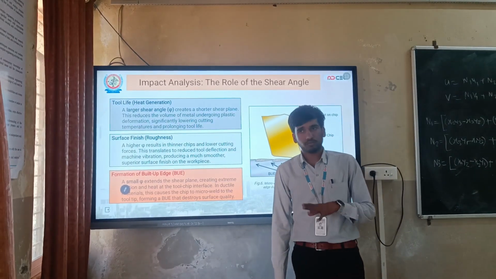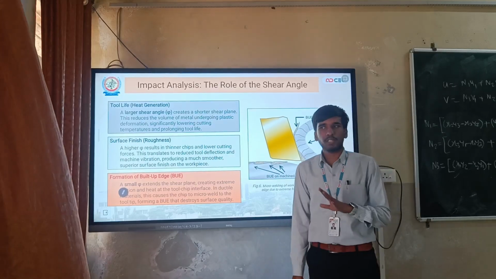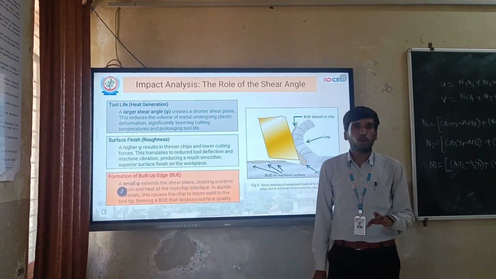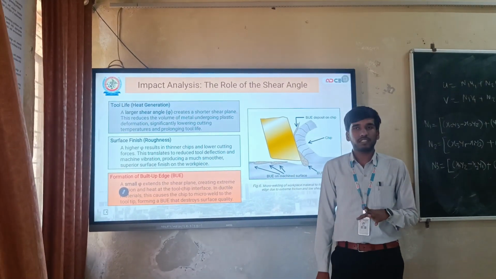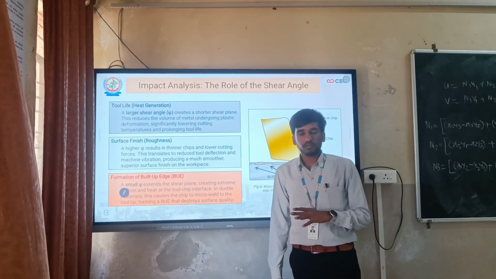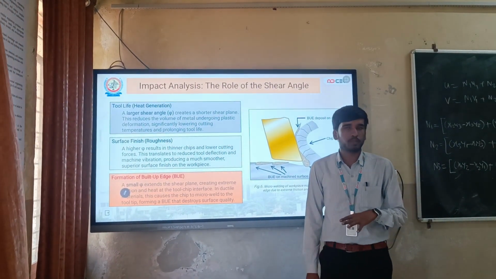And if we have a high shear angle, then it reduces the shear plane length. That means the material undergoes plastic deformation over a shorter length. That means not too high stresses are generated, and not too much heat is generated inside the tool. That means tool wear is reduced. Then it requires low energy consumption as well as low power consumption.